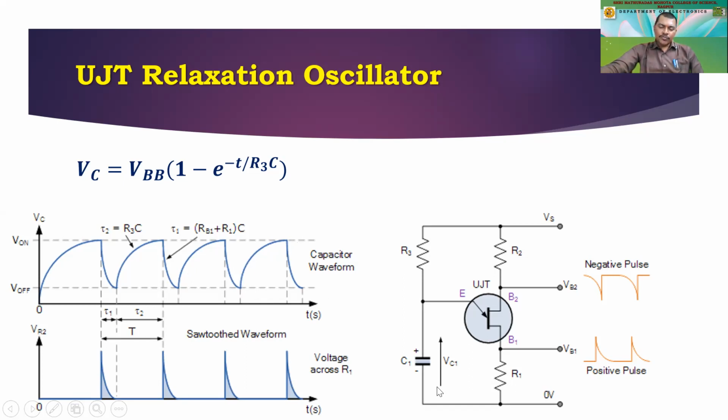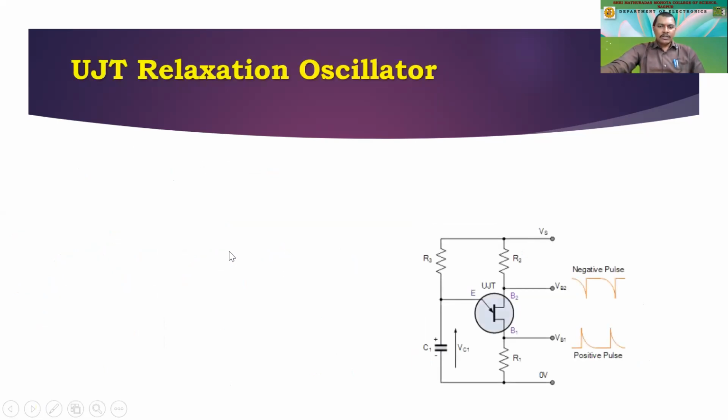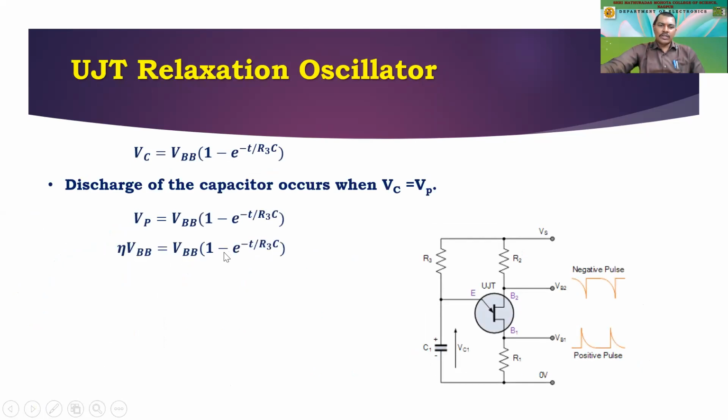So charging and discharging of a capacitor will give a sawtooth waveform across this R2, right? Sorry, across this VB2 we will have this type of sawtooth waveform. This is shown over here in this diagram, and this is the relaxation oscillator. We have some derivation portion of it also, so we won't go in depth of that. We'll just sum it up.